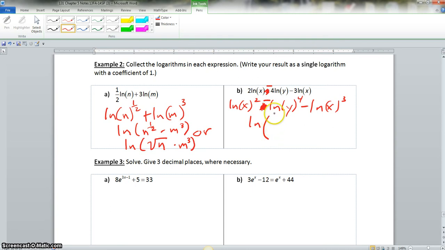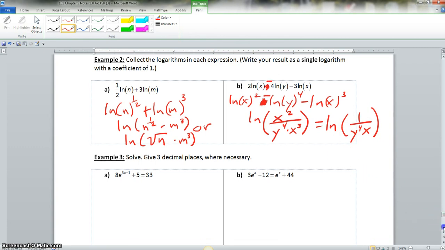So now we have natural log. It'll be x squared in our numerator. And our denominator, we will have y to the 4th power times x to the 3rd power. Now we can simplify that, so that'll be the natural log of 1 over y to the 4th times x, or y to the 4th x. And that is our final answer.